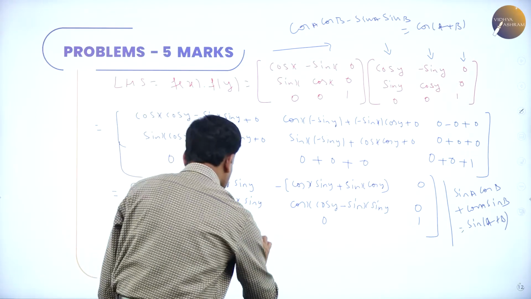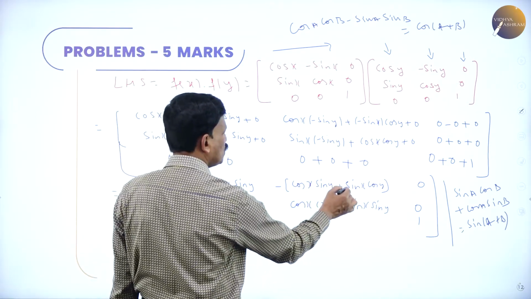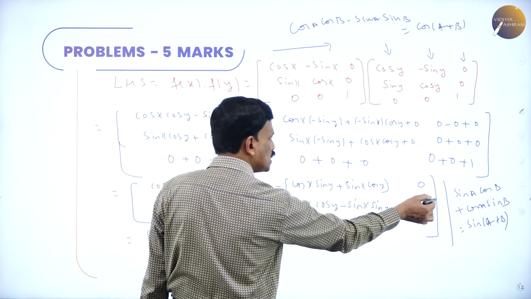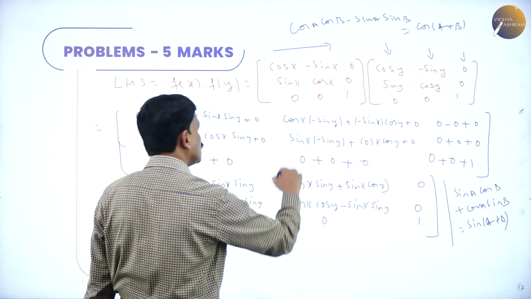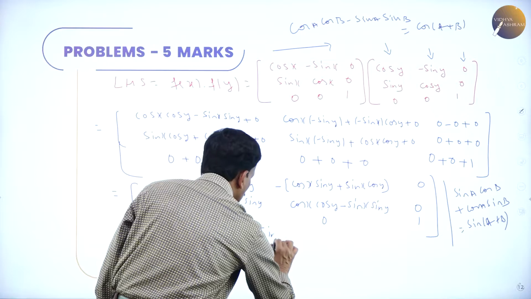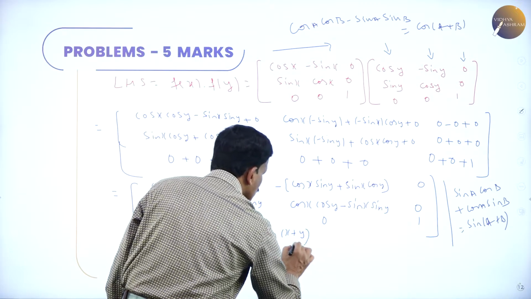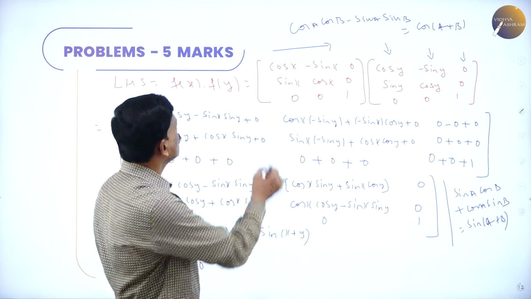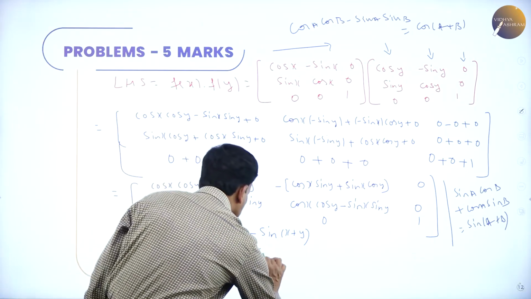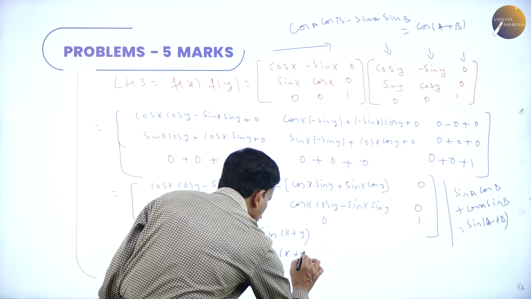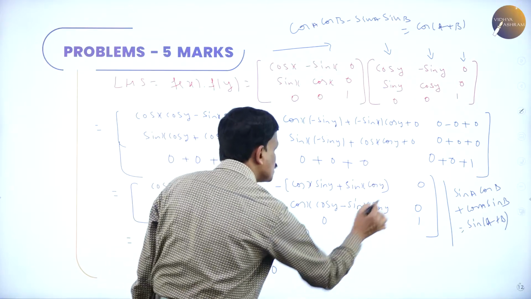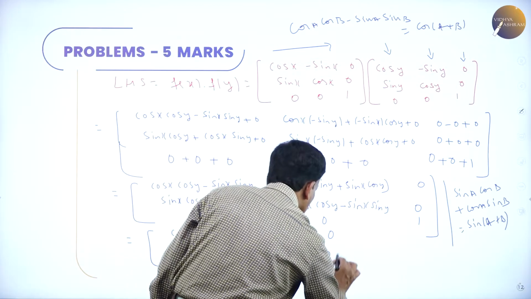Now here, minus common: cos A sin B plus sin A cos B. Cos A sin B plus sin A cos B is nothing but sin(A+B). So minus sin(x+y). Again cos A cos B minus sin A sin B is equal to cos(A+B), cos(x+y). And this 0 as it is. This is 0, 0, 1.